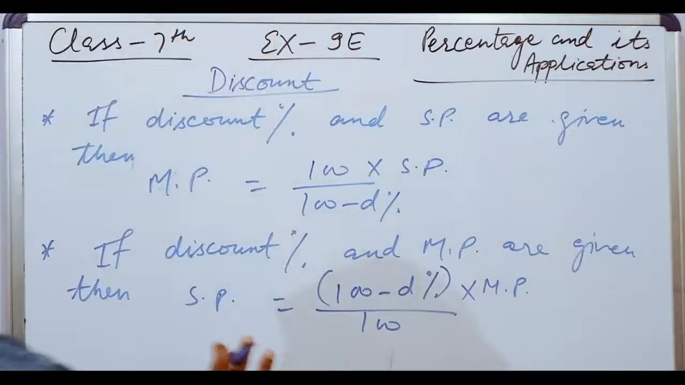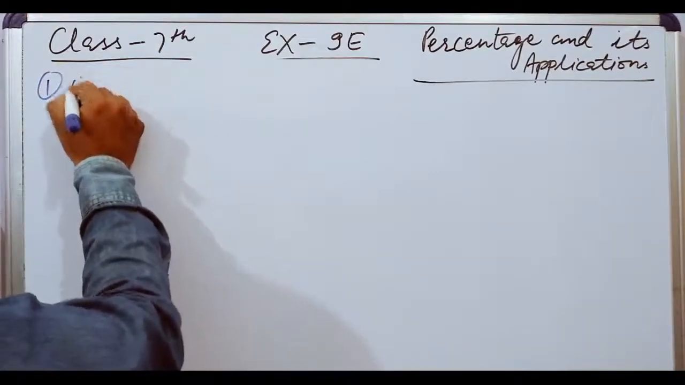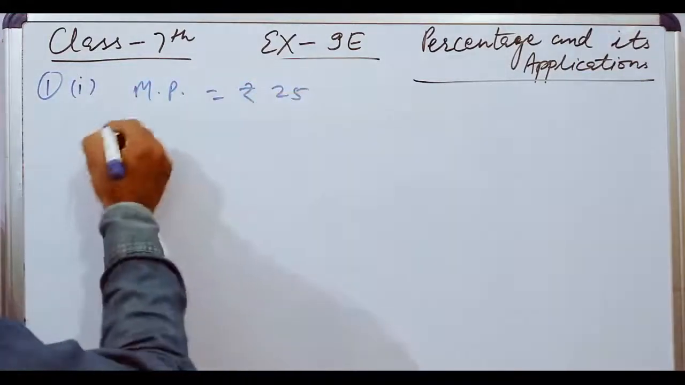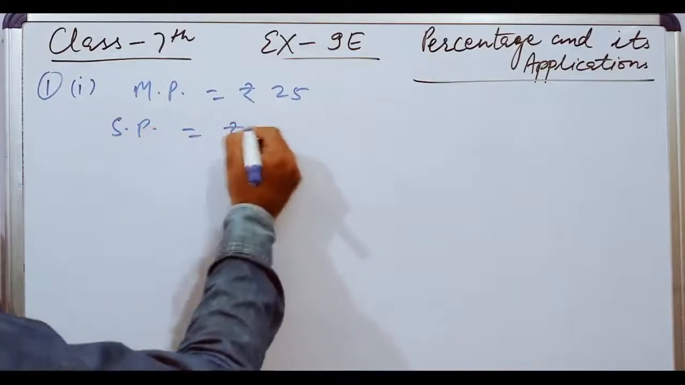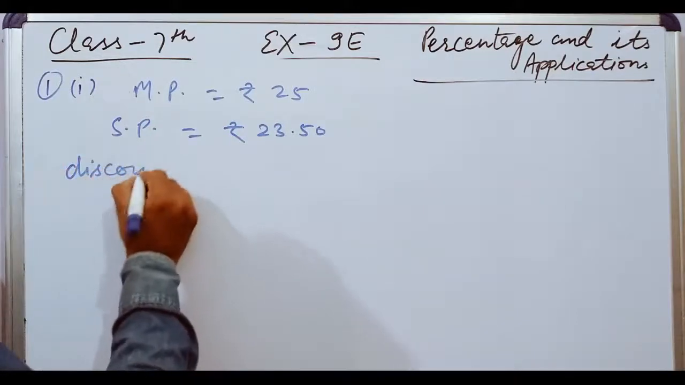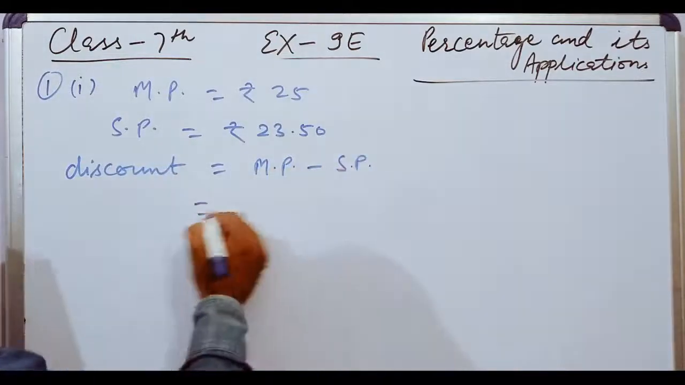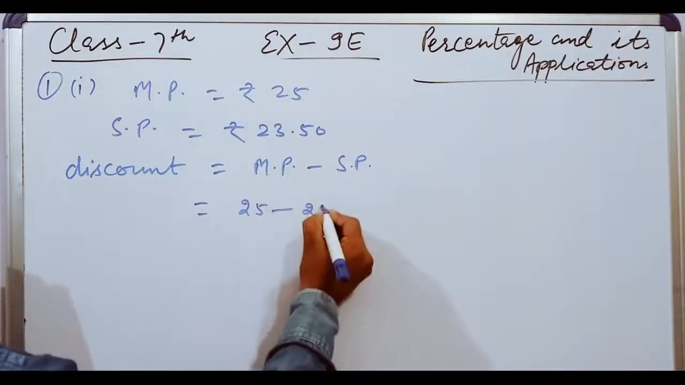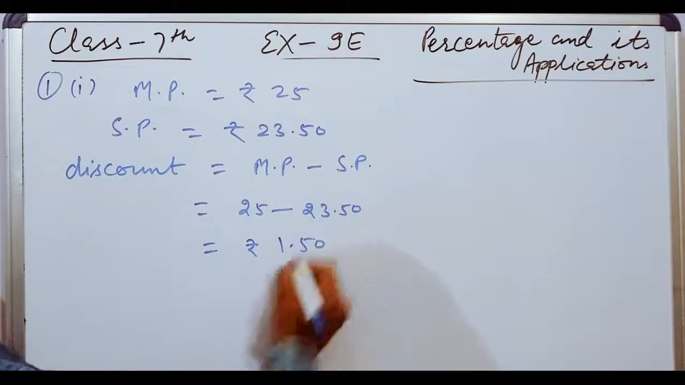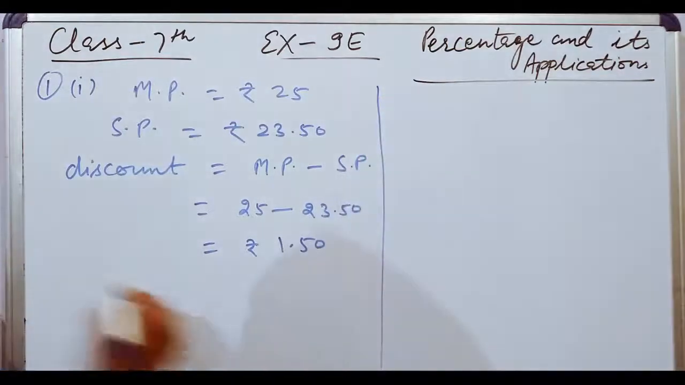This is the formula. Now question number 1, find the discount. First part, MP equal to rupees 25 and SP equal to rupees 23.50. Then discount equal to mark price minus sell price, means 25 minus 23.50. When we subtract, it will be rupees 1.50.